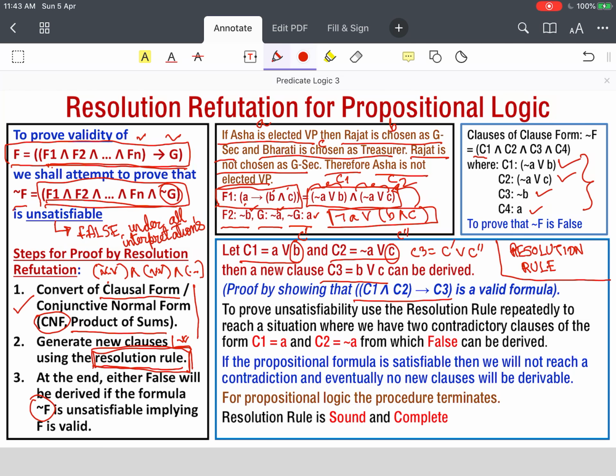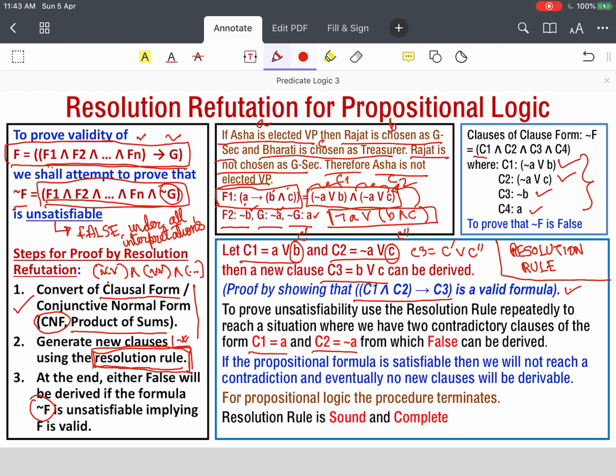All you can do is, if you have C1 and C2, we can prove that C1 and C2 implies C3 is a valid formula. Now to prove unsatisfiability, all we need to do is use the resolution rule repeatedly to reach a situation where one clause is A and the other clause is not A.